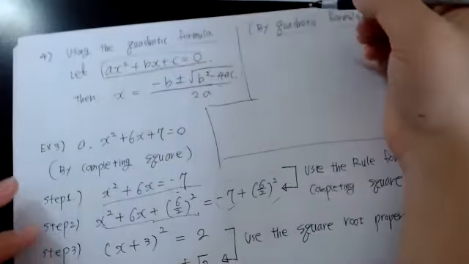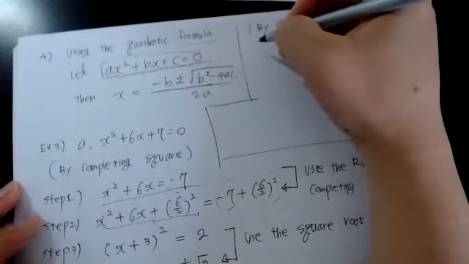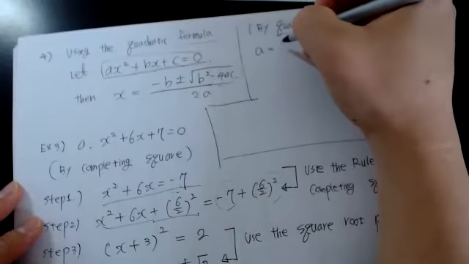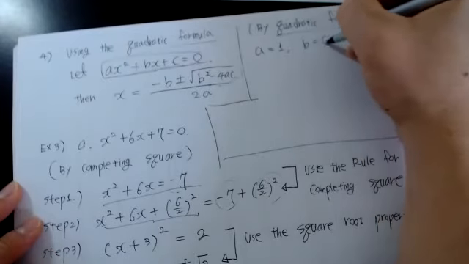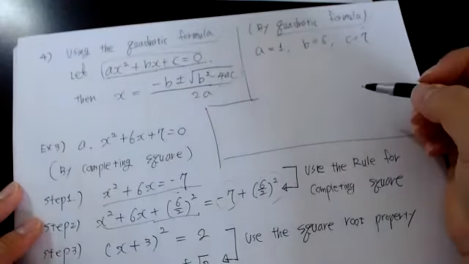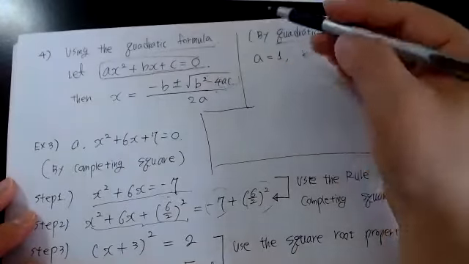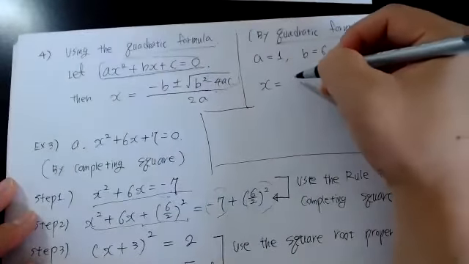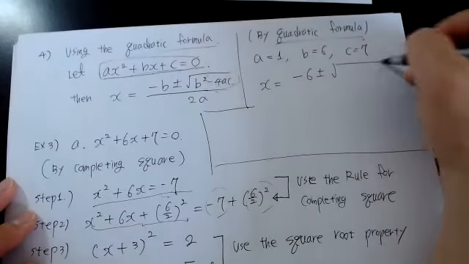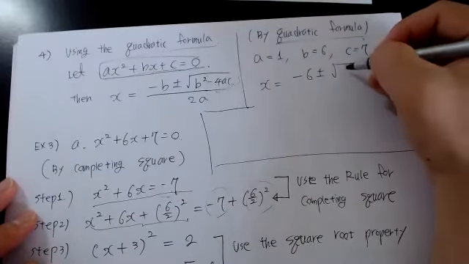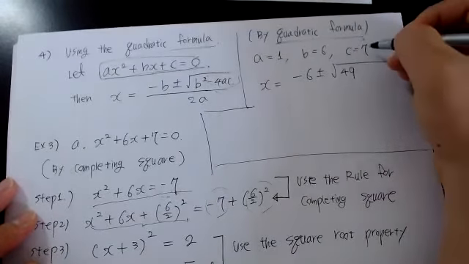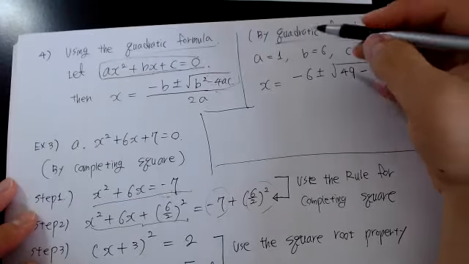In this problem, a is 1, b is 6, and c is 7. Then we plug these three numbers into the formula. So x must be negative 6 plus or minus the square root of b squared, which is 36, minus 4 times a times c.